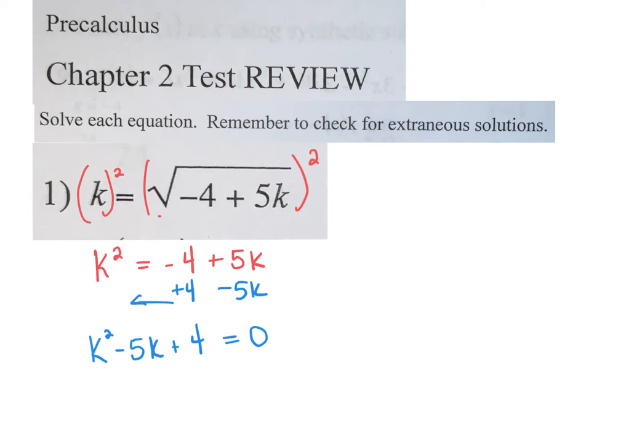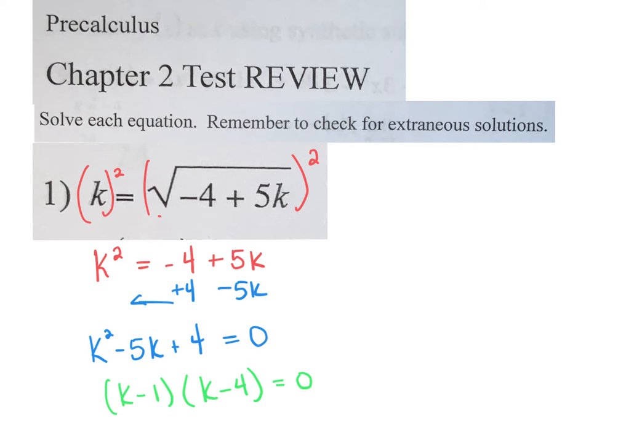So once I have the root gone, I want to set it equal to 0 if I have a squared. If you have just an x or something like that, just solve for x. But this is how you solve when there's a squared. This is something that's very easily factorable. Factors of 4 that add up to 5. That's 1 and 4. So I'm going to say k minus 1, k minus 4.